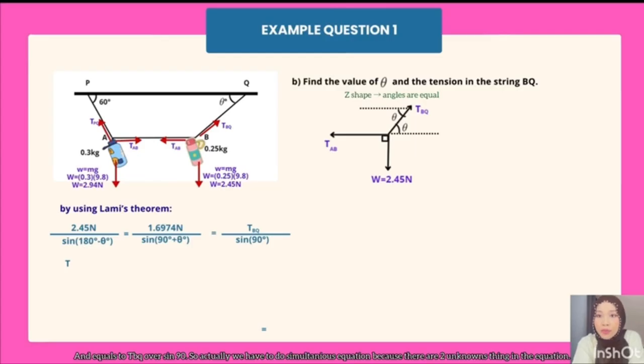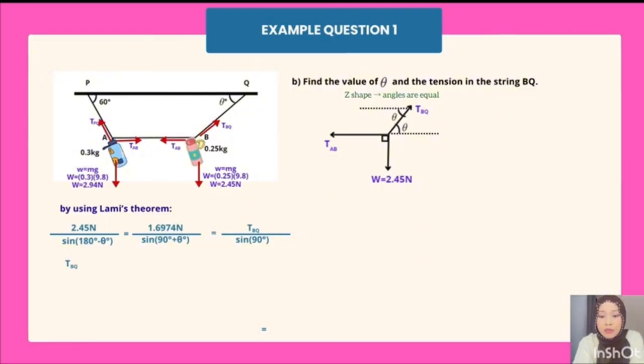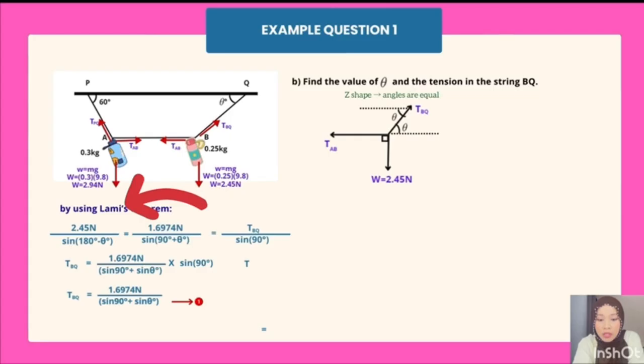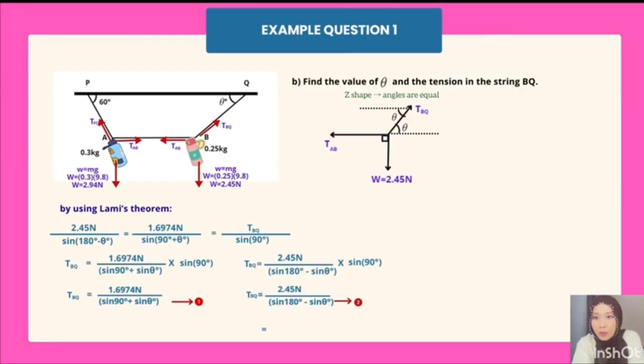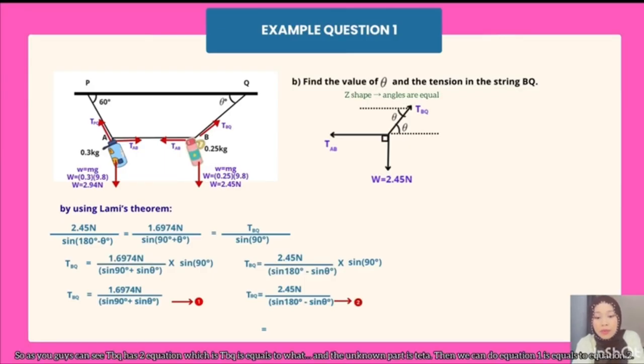So actually we have to do a simultaneous equation because there are 2 unknowns in this Lami's theorem equation. So we just have TBQ over sine 90. We take the 90 to the right, and that will be our first equation. And TBQ equals 2.45 over sine 180 minus sine theta times the sine 90, which we take from the left to right. So that will be our second equation. As you can see, we already have two equations for TBQ, and the unknown part is theta.